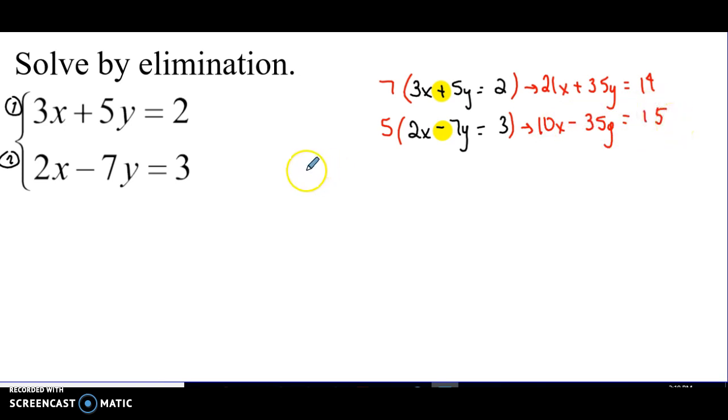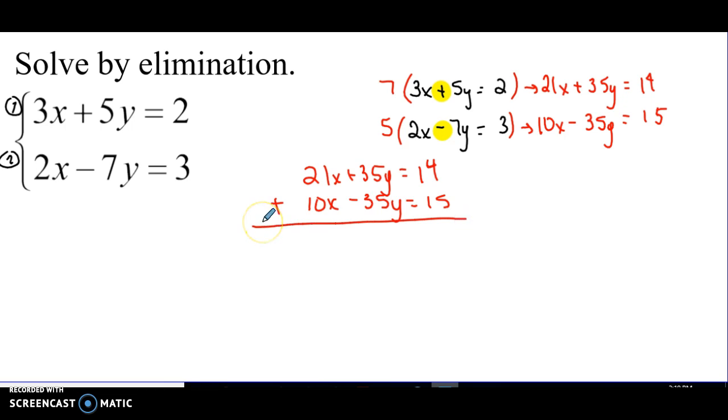So I can take the two equations, 21x plus 35y equals 14, and add it to 10x minus 35y equals 15. So if I add the two, I get 31x, these two will cancel, equals 29. Solving for x, I divide by 31 on both sides. X is going to equal 29 over 31.